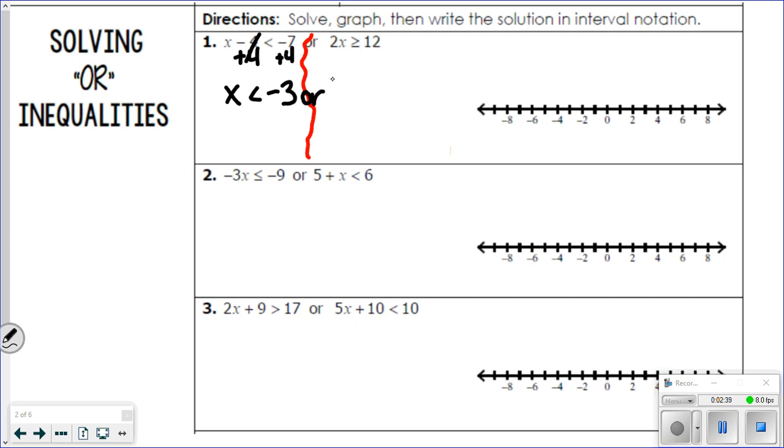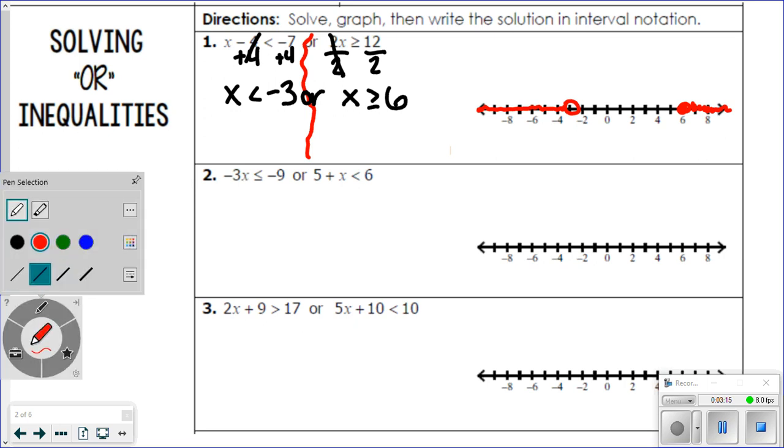Or 2 and x are being multiplied here, so the opposite is to divide by 2. Divide by 2. These cancel. X is greater than or equal to 6. So I have an open circle at -3. All x values less than that, so we're shading to the left. Or x is greater than or equal to 6. So closed circle, and we're shading to the right.